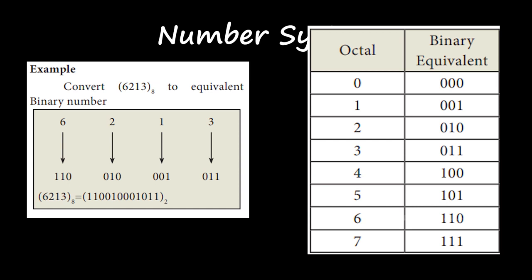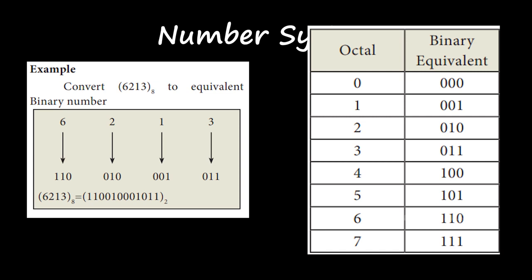If you are having 6 2 1, for 1 you know the binary value, so you will write that. For 2 you know the binary value, you will write it 0, 1, 0. For 6 you know the binary value 1, 1, 0. So in this method you will just split the values and find the binary number, and at last you will join all the numbers and write.